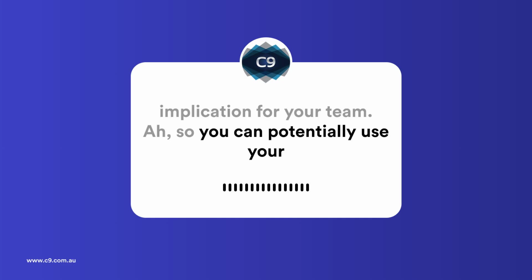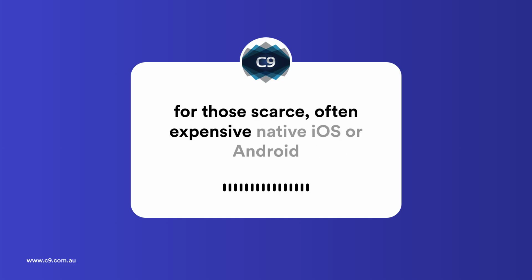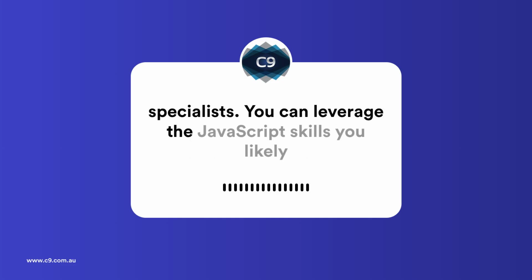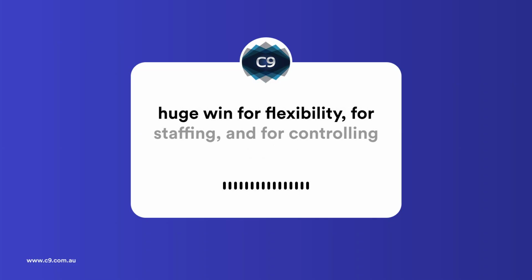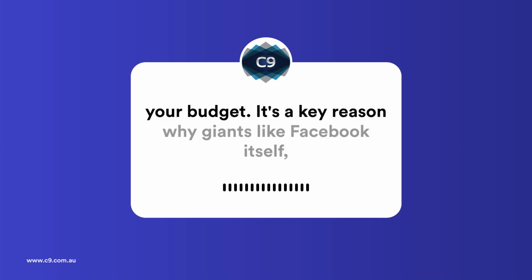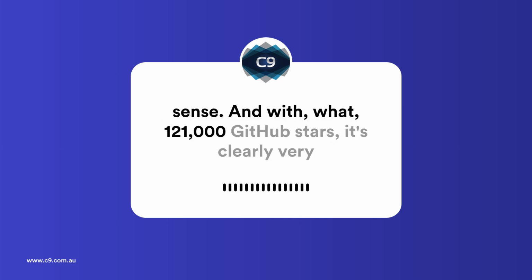So you can potentially use your existing web developers. Exactly. You're not necessarily hunting for those scarce, often expensive native iOS or Android specialists. You can leverage the JavaScript skills you likely already have in-house to build scalable mobile apps. That's a huge win for flexibility, for staffing, and for controlling your budget. It's a key reason why giants like Facebook itself, Shopify, Klarna, why they've adopted it so heavily. Makes sense. And with 121,000 GitHub stars, it's clearly very mature.